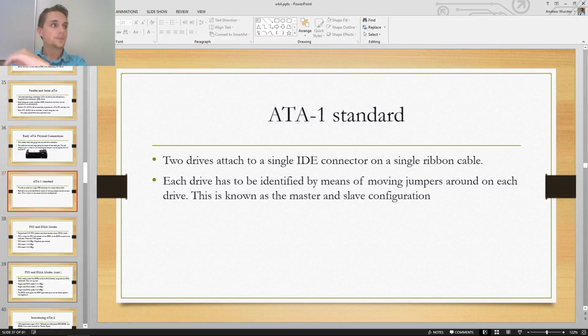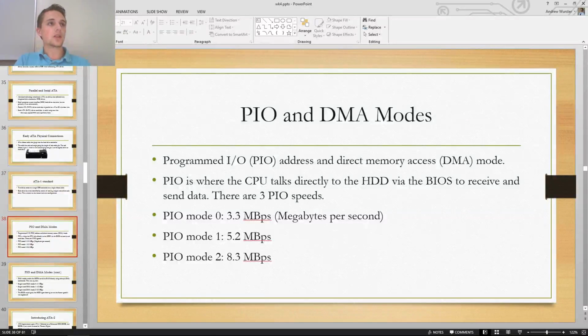So PIO and DMA modes. Basically, they went from really horribly slow to acceptable over the years. PIO, also known as Programmed Input-Output, is where the CPU talks directly to the hard drive via the BIOS to receive and send data. So as you can see, it's very slow early on, and as the ATA revisions are being developed, it goes higher and higher.